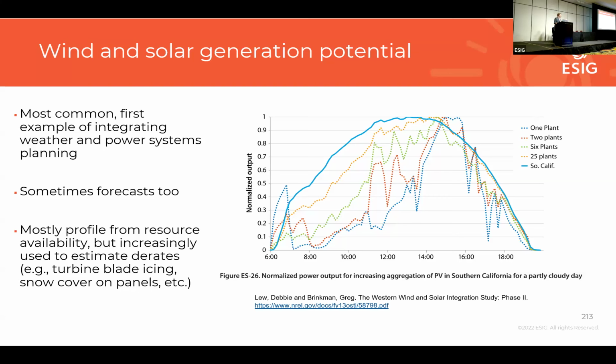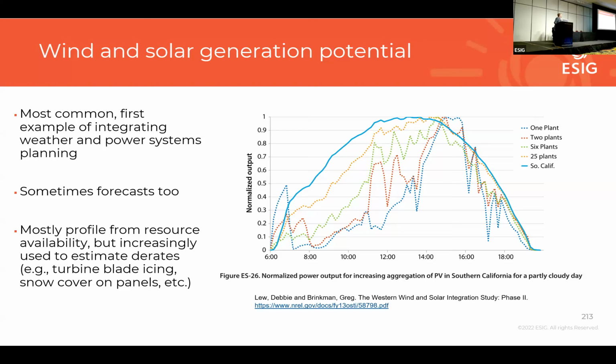Now, this is a little bit different than, if you're doing operations, you definitely want to look at forecasts. You want to understand the probabilities and how those might impact how you commit the system. But when we're thinking about 10, 20-year planning, investments we're going to make in the transmission system, the forecasts become less important, I would say.